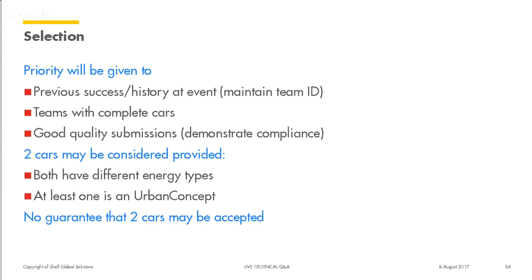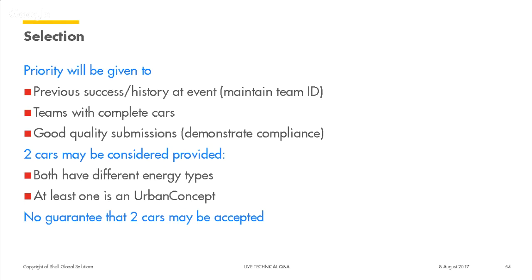We may allow more than one car per institute on availability of slots, but the requirement for this is that both cars must have different energy types, and at least one must be an urban concept vehicle. No guarantees, because we have lots of institutes and we do want to give each institute an opportunity.